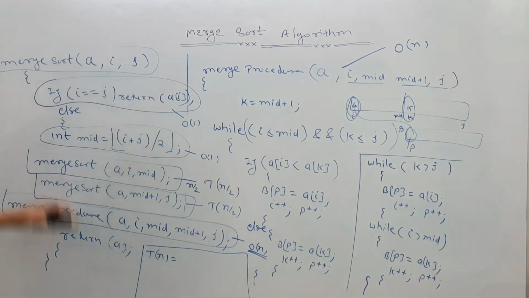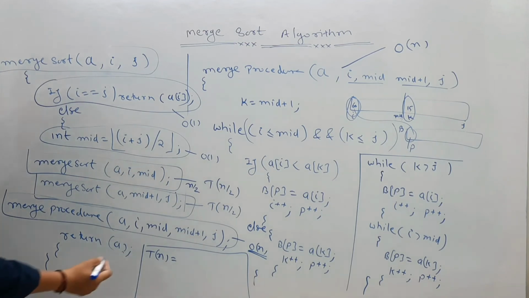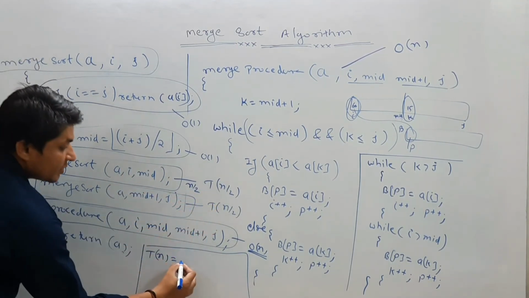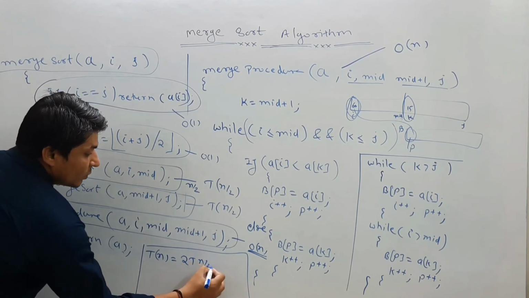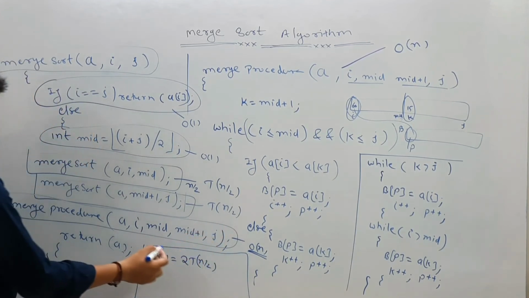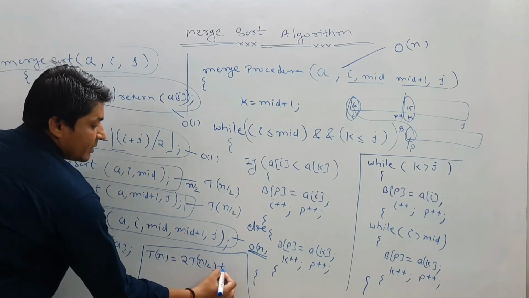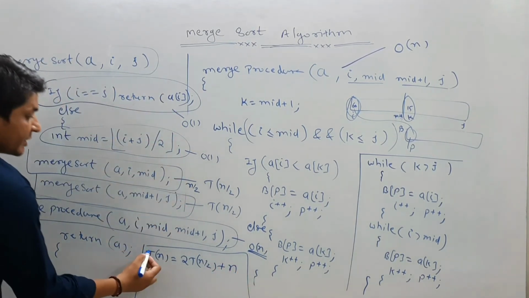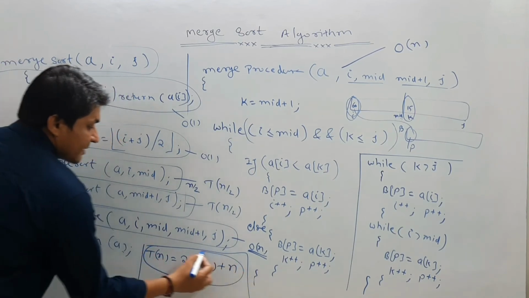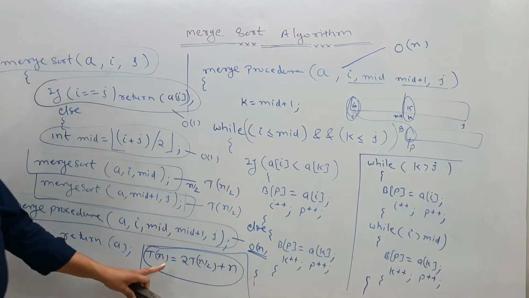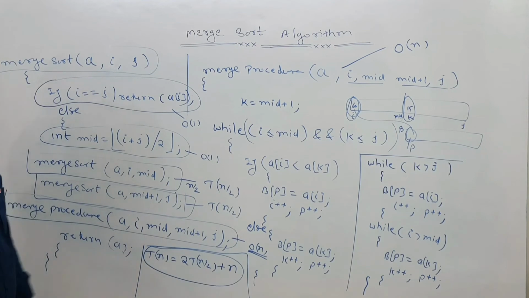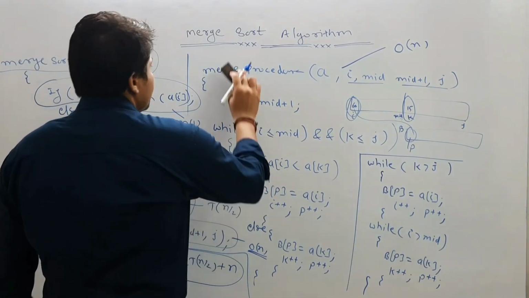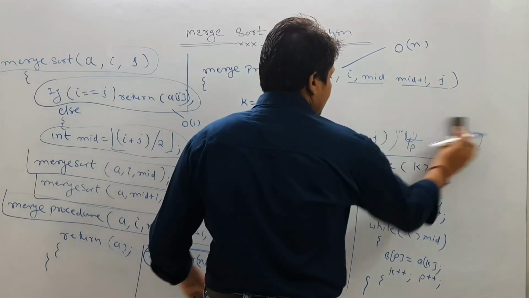So this is the recurrence relation. This is T of n by 2, this is also T of n by 2, so it becomes 2T of n by 2, and the merge procedure takes order of n, so let me add n. You can ignore the constant, because the constant will not affect this recurrence relation. So this is the recurrence relation for merge sort. Let me solve this recurrence relation. You can simply solve it.